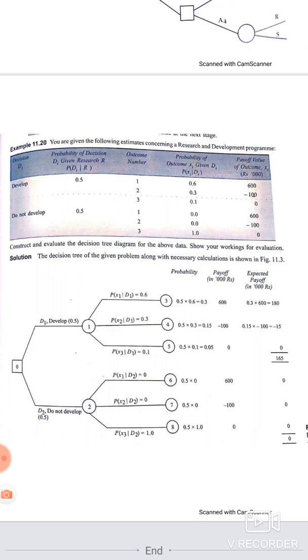So the decision which will be taken is to develop the research and development program.